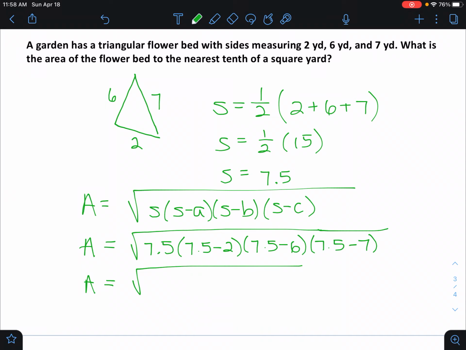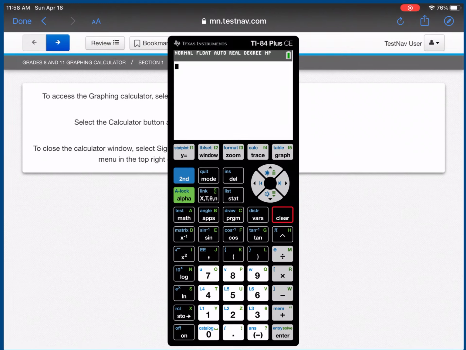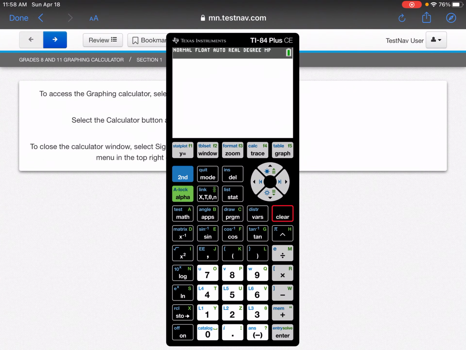So figure out what that is. All right, so let's open up my calculator here. So I've got 7.5 times 7.5 minus 2, 7.5 minus 6, and then times 7.5 minus 7. You could simplify those first and just multiply them. Either way, you're going to get 30.9375.